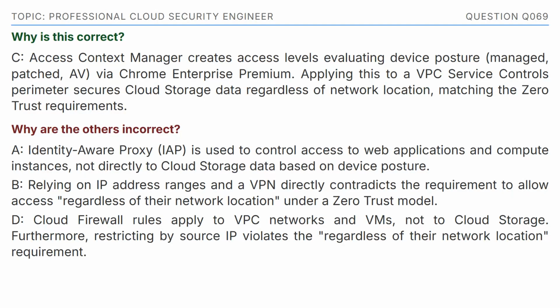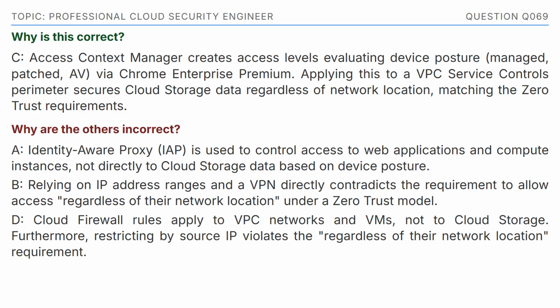Apply the policy to the VPC Service Controls perimeter that includes the cloud storage buckets. Why is this correct? C. Access Context Manager creates access levels evaluating device posture, managed, patched, AV, via Chrome Enterprise Premium. Applying this to a VPC Service Controls perimeter secures cloud storage data regardless of network location, matching the zero trust requirements.